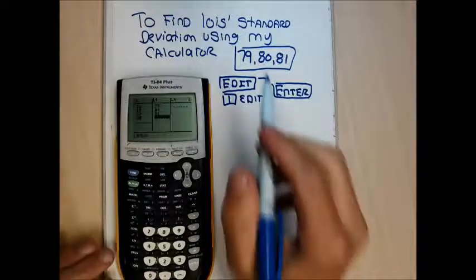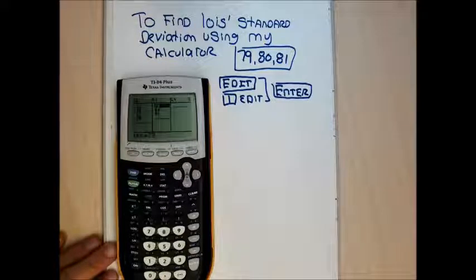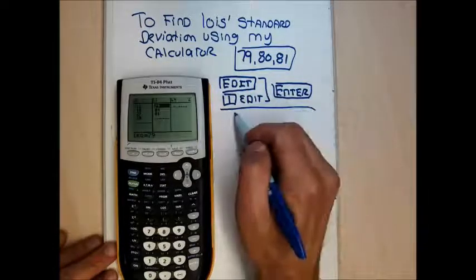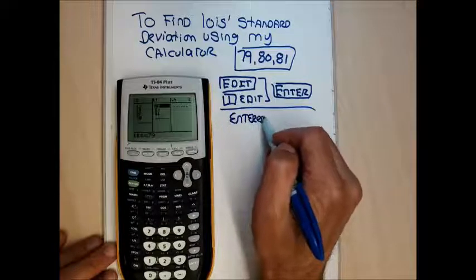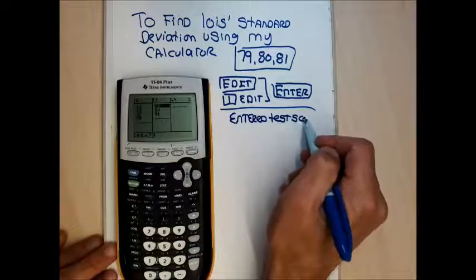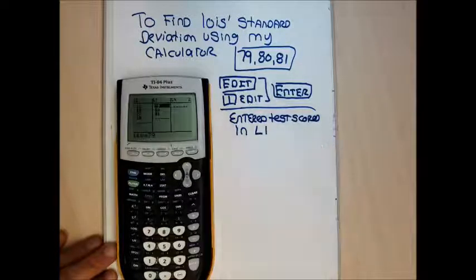Done with that. So we started off, we hit the stat button, we hit enter and edit, we found list 1, or we created a list 1, and we entered the 3 values. Now we have entered the test scores in L1, which stands for list 1.